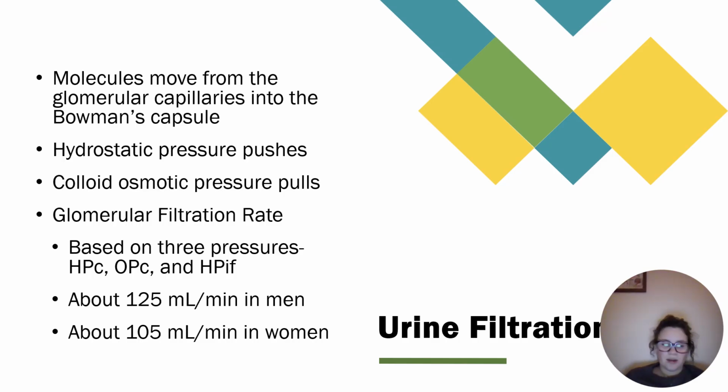And just know that on average, about 125 milliliters per minute is filtered in men, and about 105 milliliters per minute is filtered in women. That's just the rate of filtration through your urinary system.